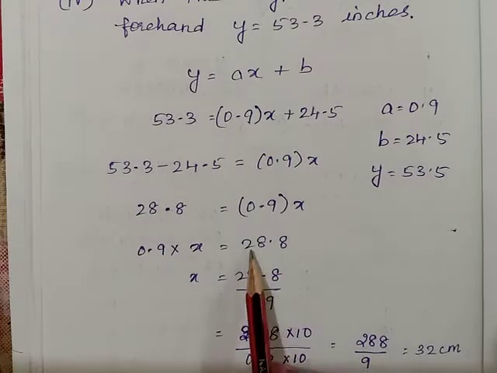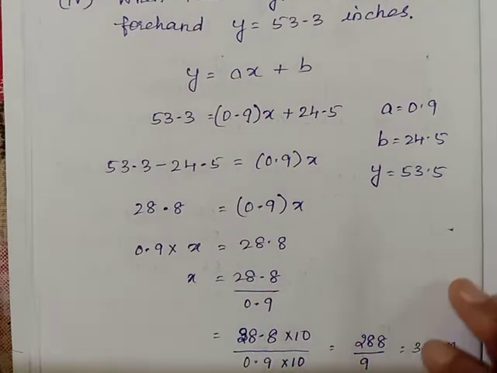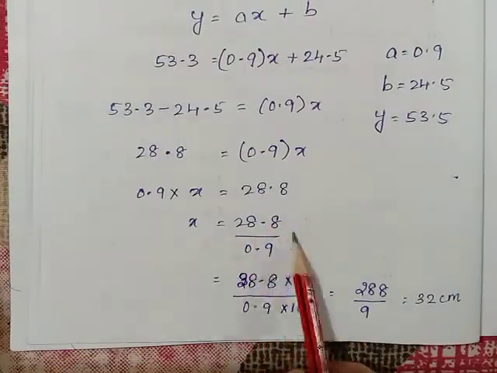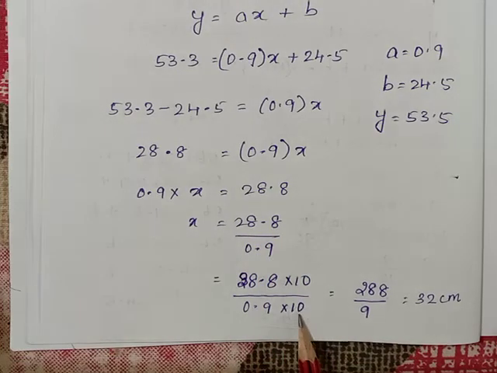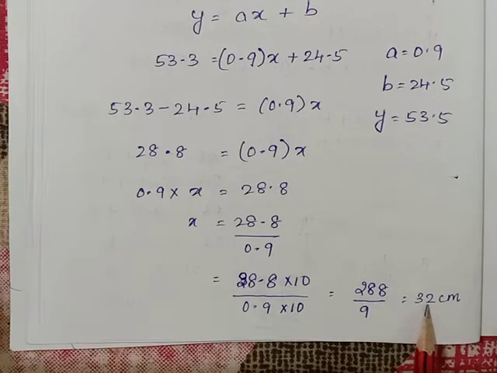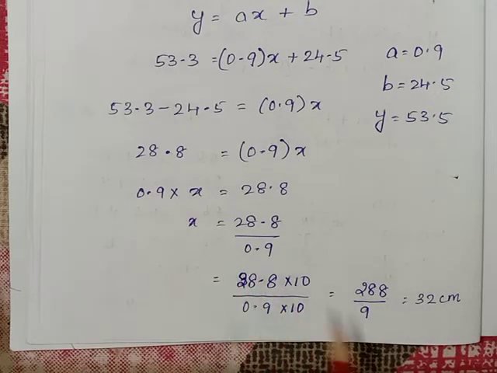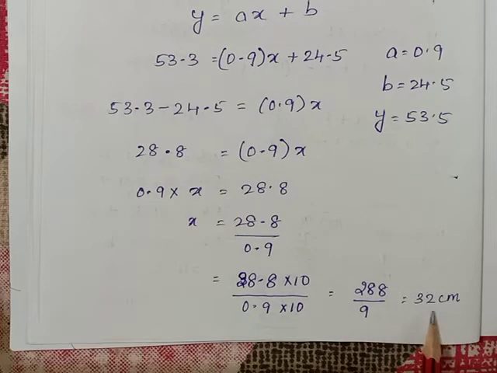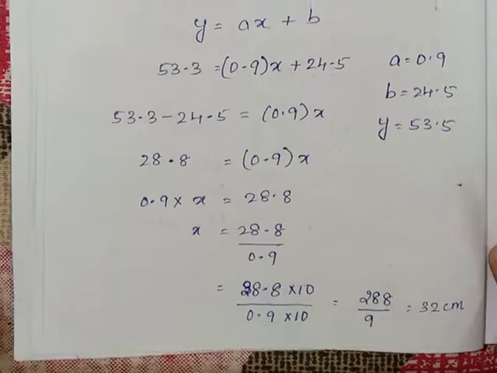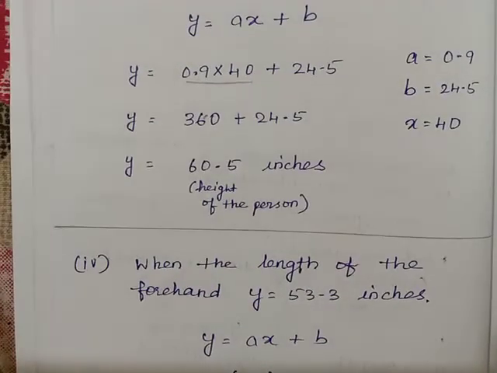0.9 into x equals 28.8, so x equals 28.8 divided by 0.9. To remove the decimal points, multiply by 10 and by 10, so that the answer is 288 divided by 9. 9 divides 288 32 times. Therefore, the value of x is 32 centimeter. That is, the length of the forehand is 32 centimeter. Thank you, children.